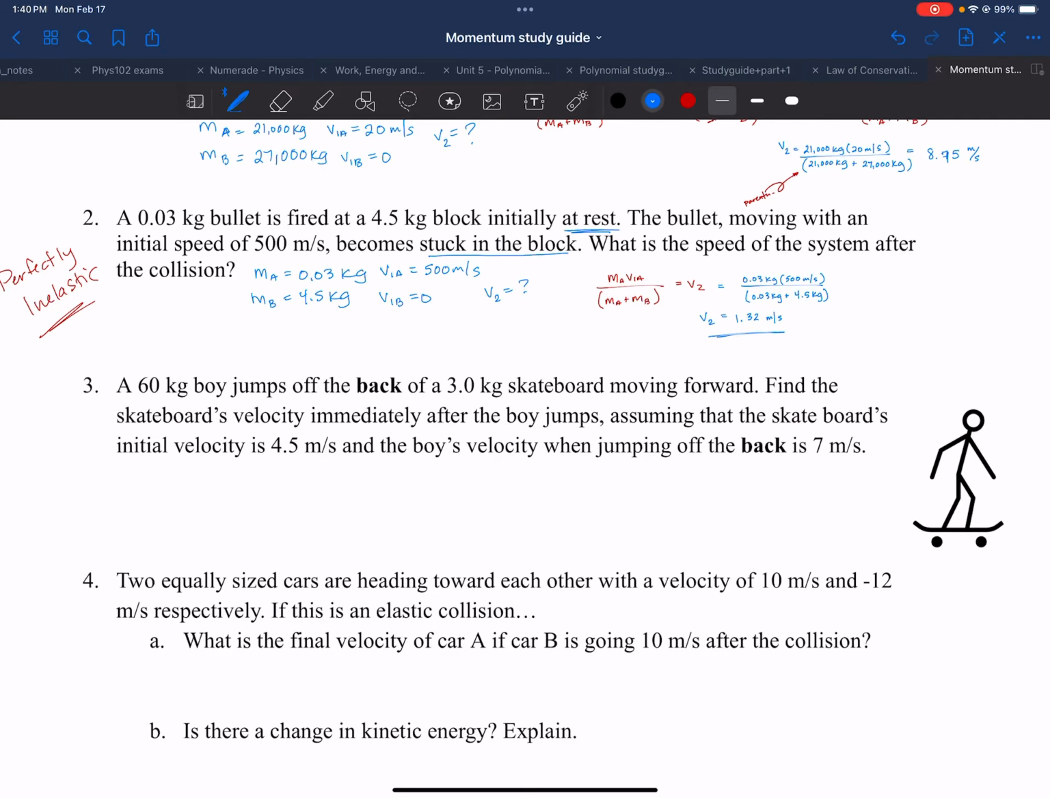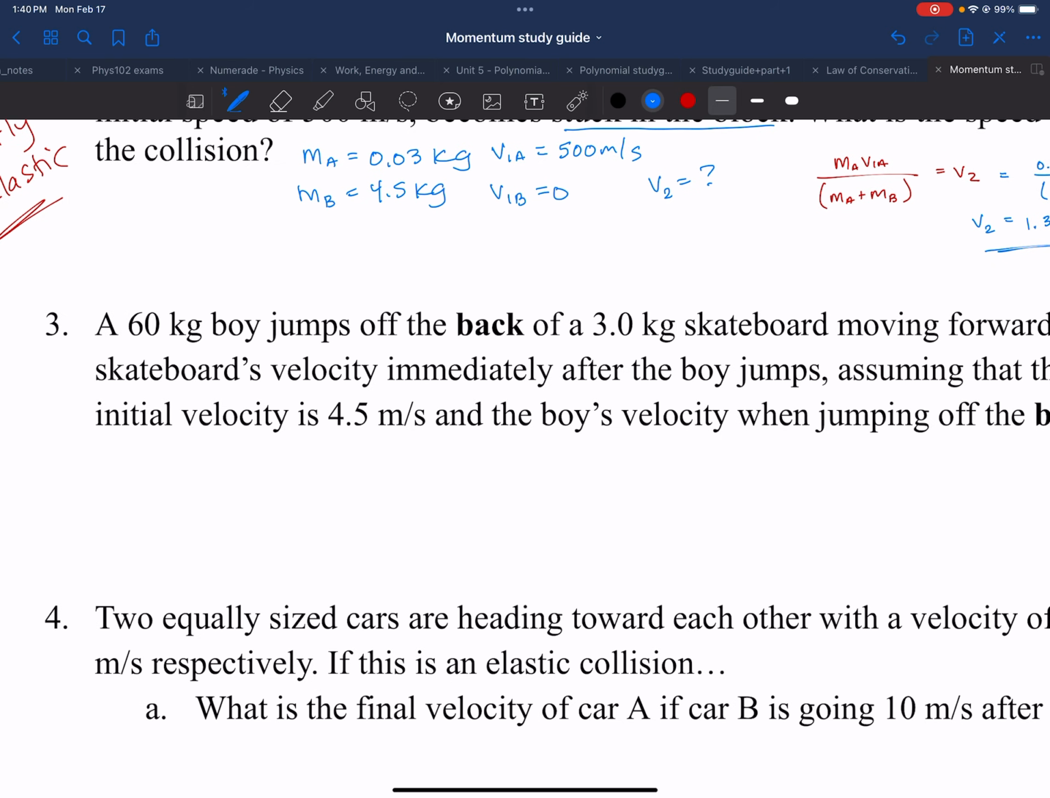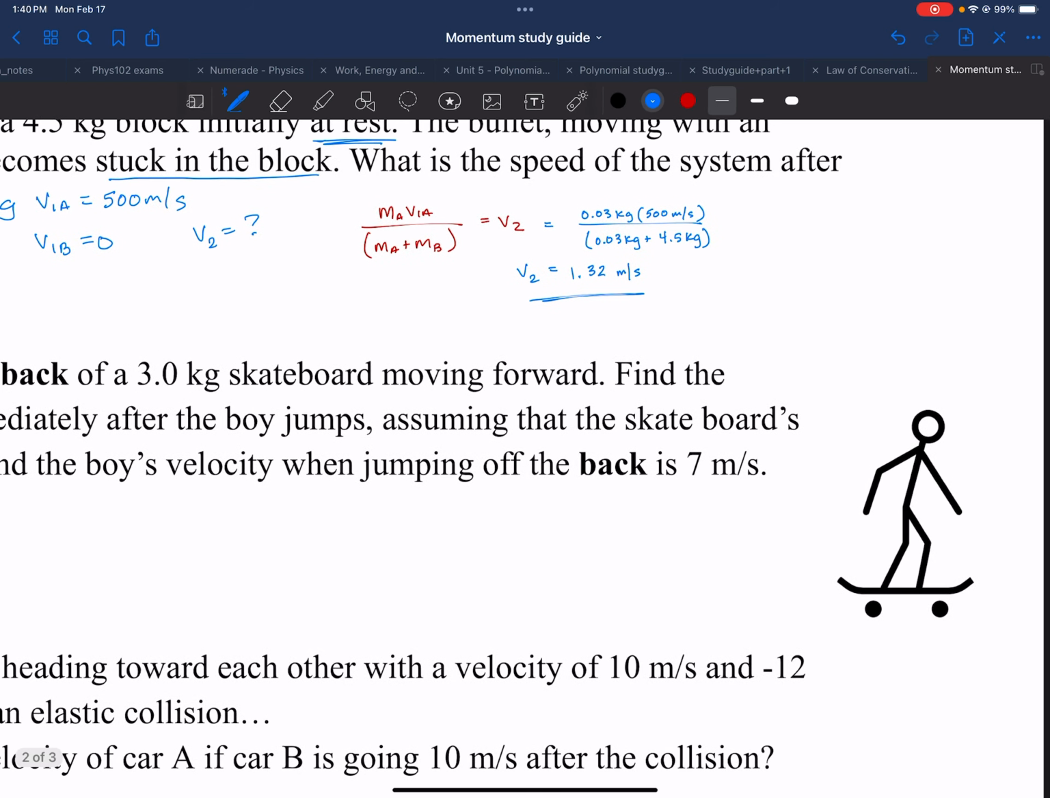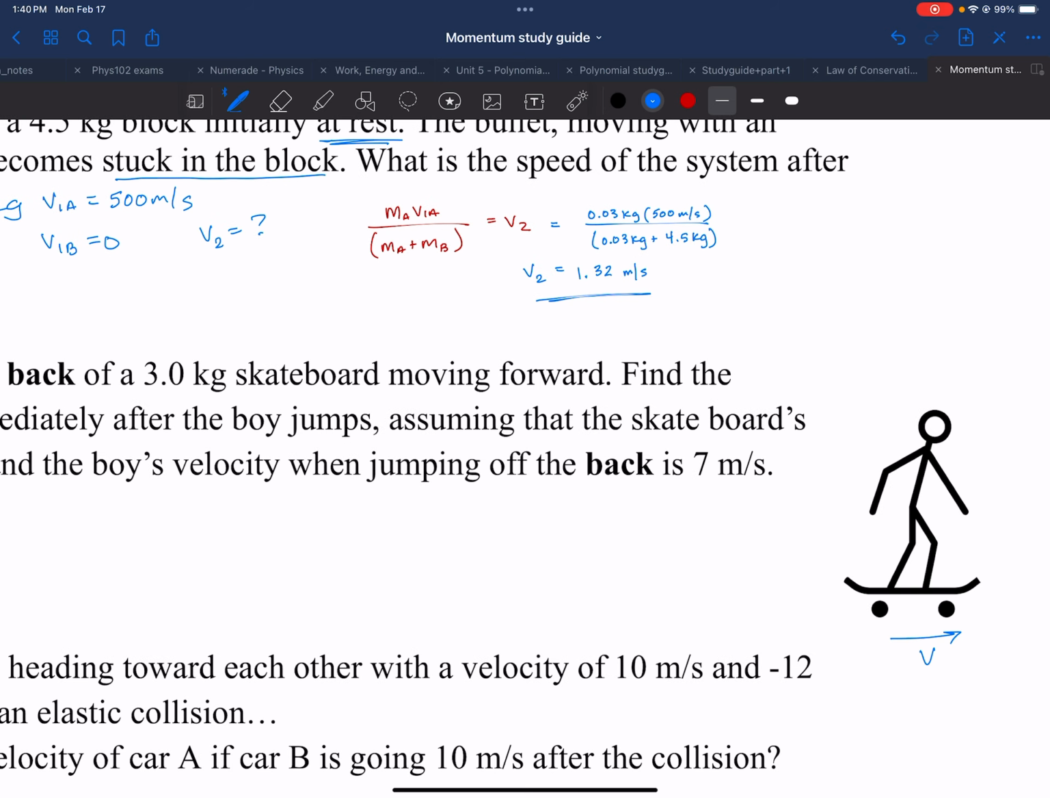A 60 kilogram boy jumps off the back of a 3 kilogram skateboard. So let's go ahead and get our objects here. We have a 60 kilogram boy who jumps off the back of a skateboard, which is 3 kilograms. And it's moving forward. So he's on the skateboard, they're moving forward at the same velocity.